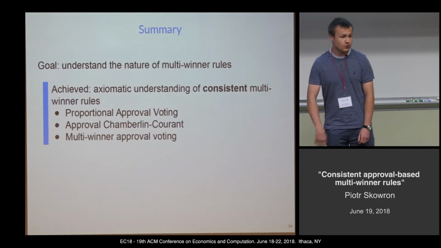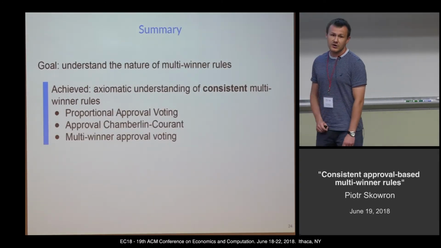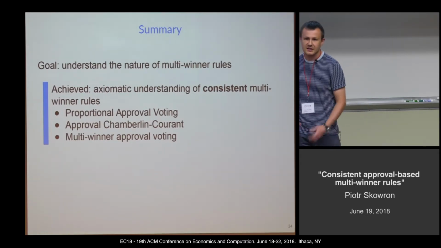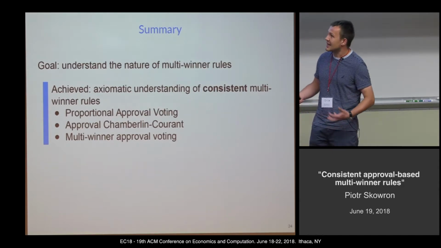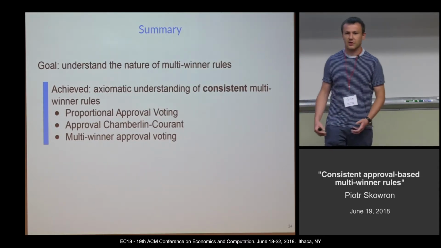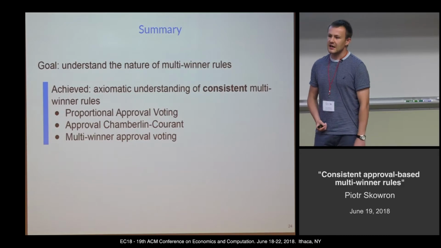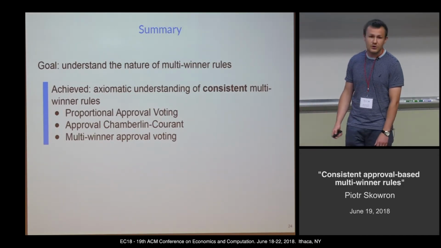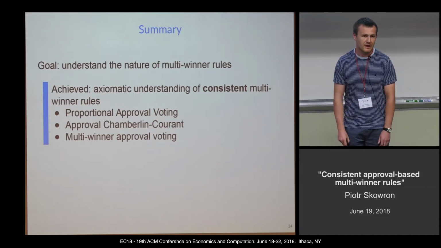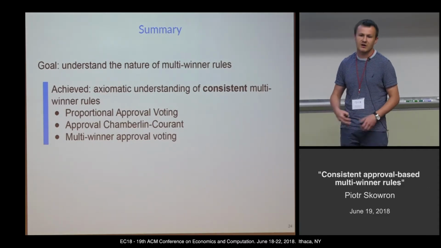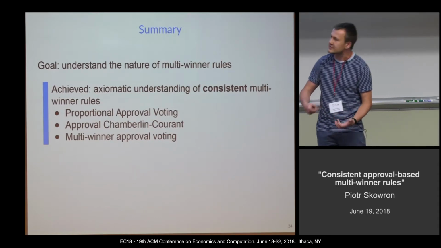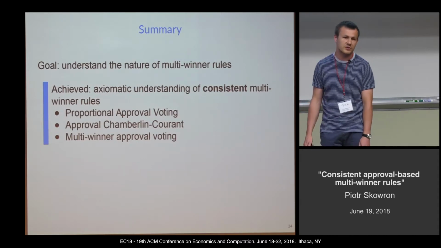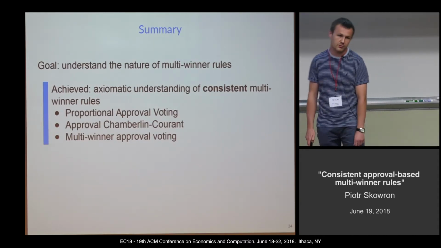Okay, so to wrap up, our goal for this project was to achieve axiomatic understanding of a class of consistent multi-winner rules, and to explain the different landscape of these rules. In particular, we obtained the characterization of ABC counting rules as those which are characterized by the axiom of consistency. And within this class, we obtained also characterization of proportional approval voting, approval Chamberlin-Courant rule, and multi-winner approval voting.